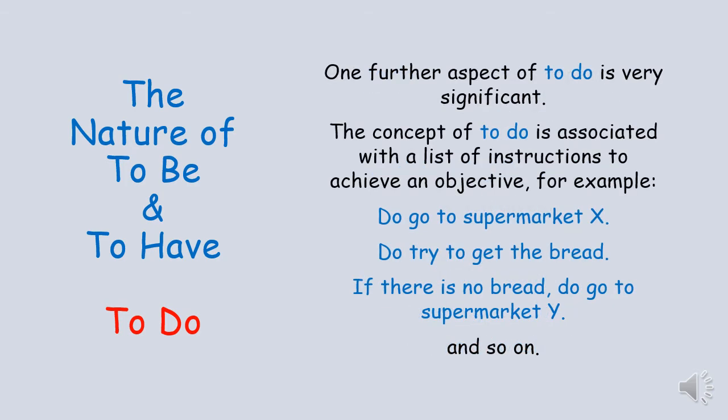One further aspect of to do which we haven't so far discussed is very significant. The concept of to do may be associated with a list of instructions to achieve an objective. For example, if you look at the sentences, do go to supermarket X, do try to get the bread, if there is no bread, do go to supermarket Y, and so on.